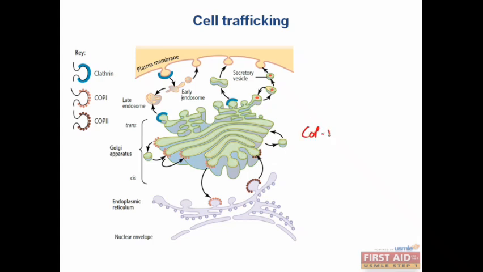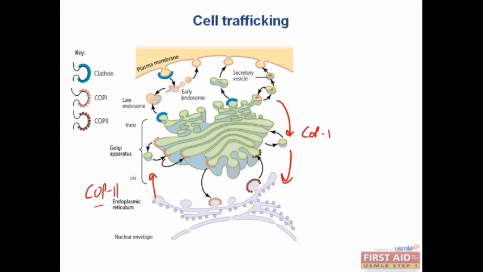COP1, which stands for coat protein 1, is involved in retrograde transport from the Golgi back towards the ER. It's also used to bring things from the trans Golgi back towards the cis Golgi. So basically everything in this downward direction. Now COP2, or coat protein 2, does just the opposite. This causes anterograde transport from the rough ER towards the Golgi, although this one does not have a role in transport from one part of the Golgi to the other, like COP1 did.